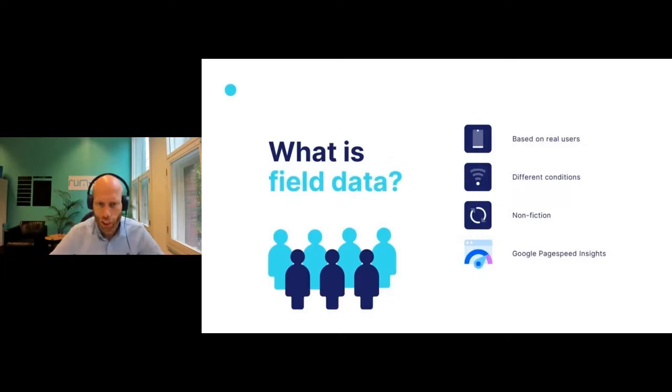That's where field data comes in. Supplementary to lab data, once again, it can be supplementary. And field data is actually trying to tell you more about your real users. One example is Google PageSpeed Insights, but only if you've got a sufficient amount of visitors. When using PageSpeed Insights, it will try to show you data based on real visitors. And that's already a good start.